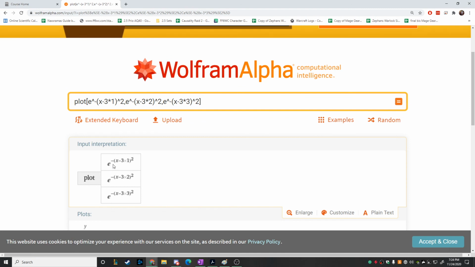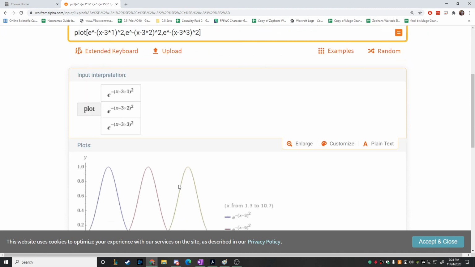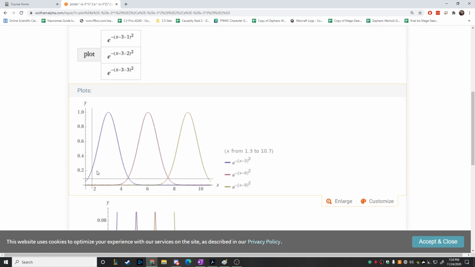Yeah, so we've got e to the negative x minus 3 times 1, x minus 3 times 2, and x minus 3 times 3, and boom, look. Exact same thing. Traveling wave, except now it looks more like a pulse, right? And the size of the pulse is the same at every point. The pulse just travels along, just like a pulse on a string would, just like a pulse on a hose or whatever. There you go. That's a traveling wave, right?